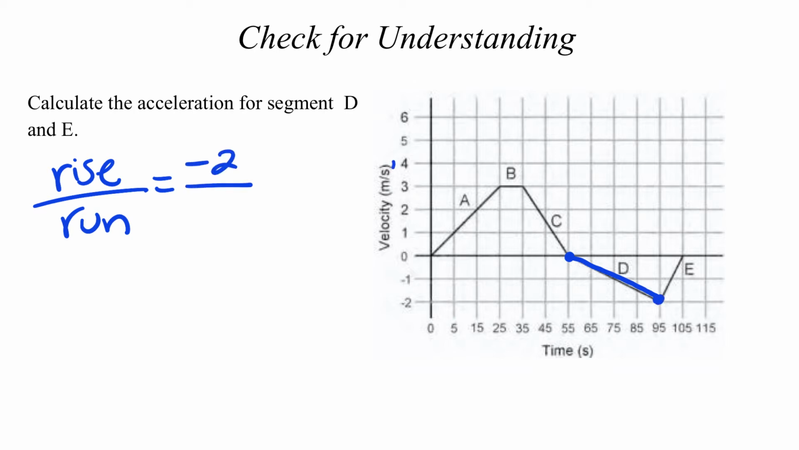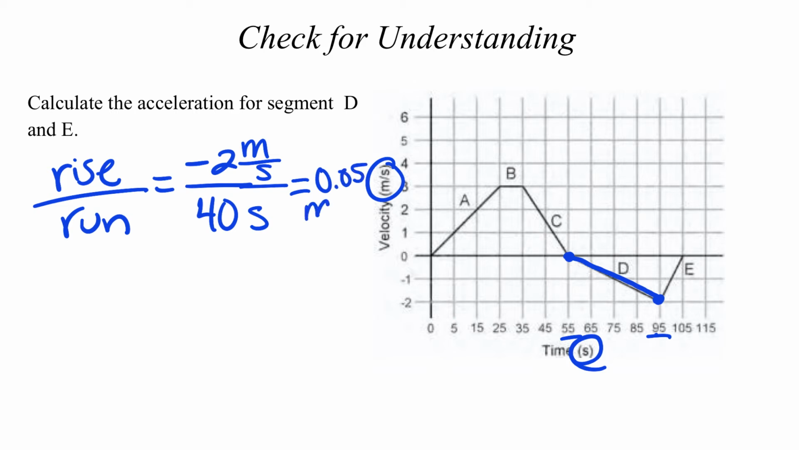And then the units for that are going to be meters per second because that's what the units on our y-axis are. And then the run, it goes from 55 over to 95. So 95 minus 55 is going to be 40. And then our units here is seconds because that's what's on the x-axis. So that's not really easy to do in your head, so you can pause for a moment and type that in your calculator. And that is going to equal 0.05 meters per second squared for that acceleration.